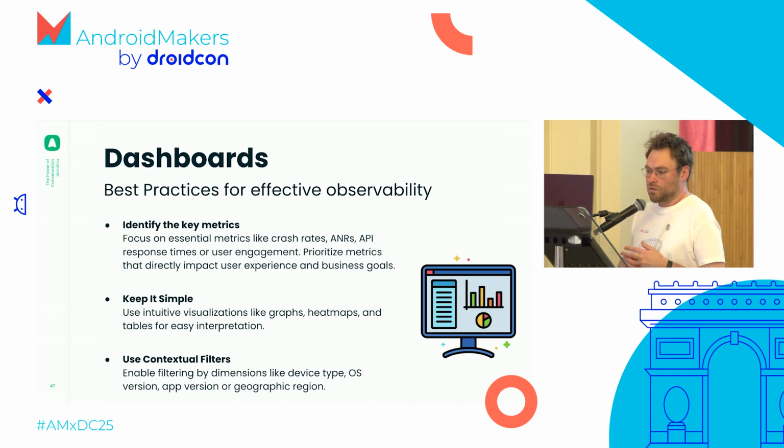And you can also use contextual filters, enabling filtering by dimension, for example the device type, the OS version, the app version. This will help you refine where the issue is coming from. For example, if you see a spike of issues, it might be related to a defect on a device or specific to an OS version. So this will help you really pinpoint where the error is coming from.